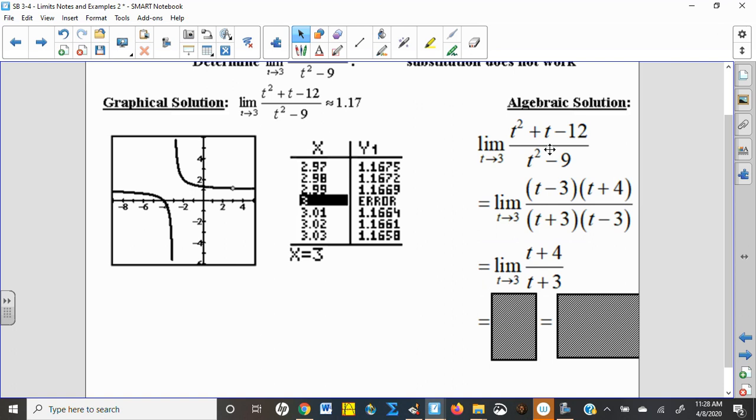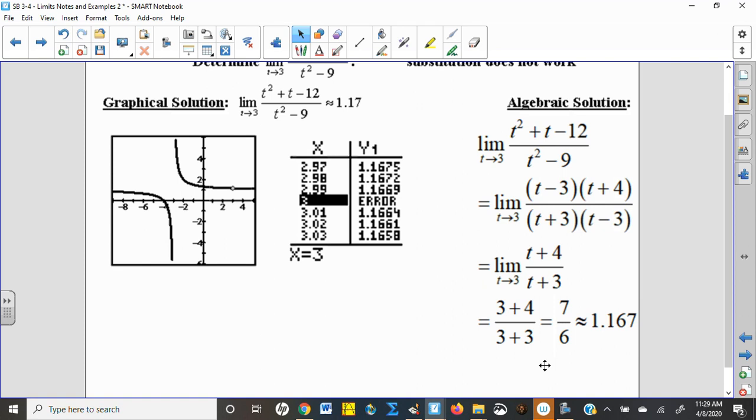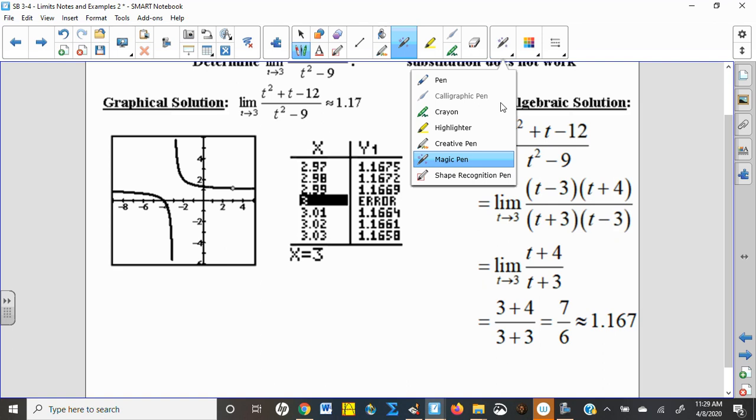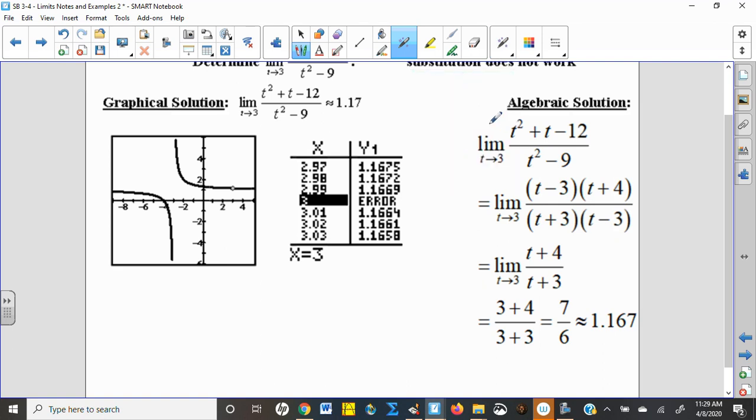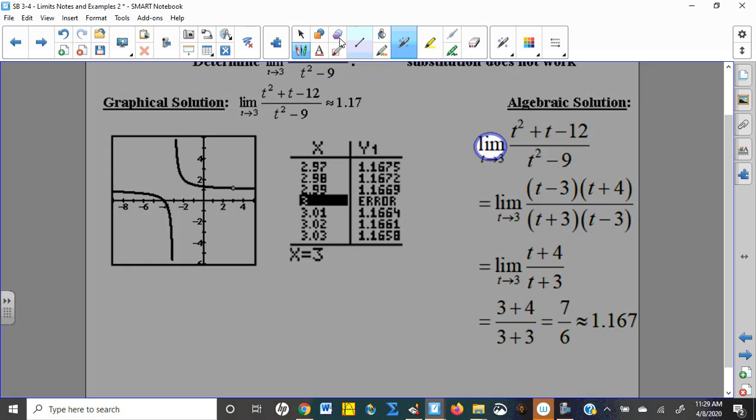The reduced equation is where we get rid of the t minus 3's. So now when I plug a 3 in, I just get 3 plus 4 over 3 plus 3. This is a very important step right here. It's called the evaluation step, and there's your 7/6. I'm going to start pointing out some notation to you. This is really important. You have to carry this limit notation right here.